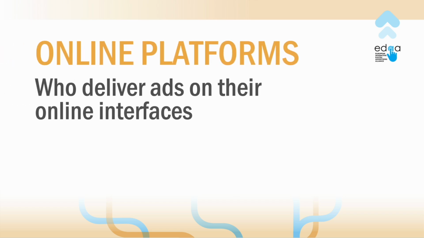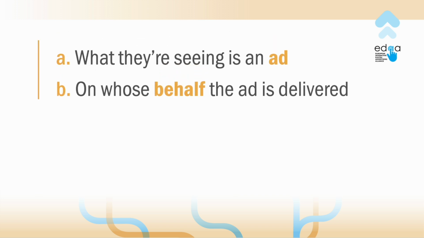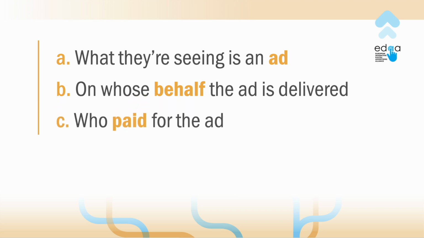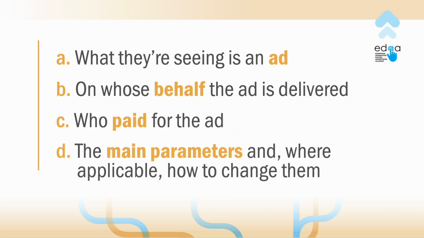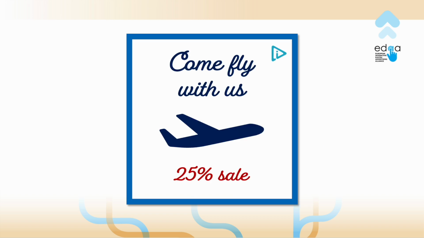Notably, the DSA calls for online platforms who deliver ads on their online interfaces to disclose for each ad delivered to each user the fact that what they're seeing is an ad, on whose behalf the ad is delivered, who paid for the ad, and the main parameters used to determine the recipient, and where applicable, how to change them. EDAA has been addressing the first of those requirements ever since 2012 through the AdChoices icon, a ubiquitous symbol displayed on digital ads across the web.